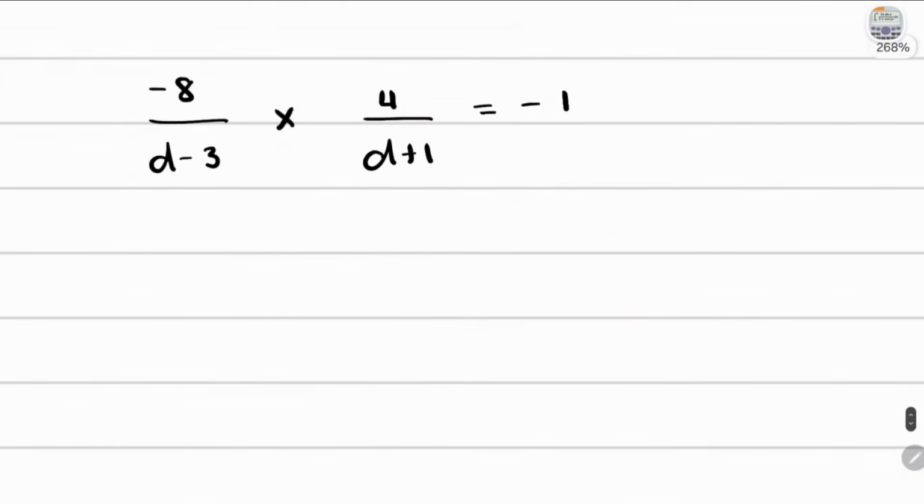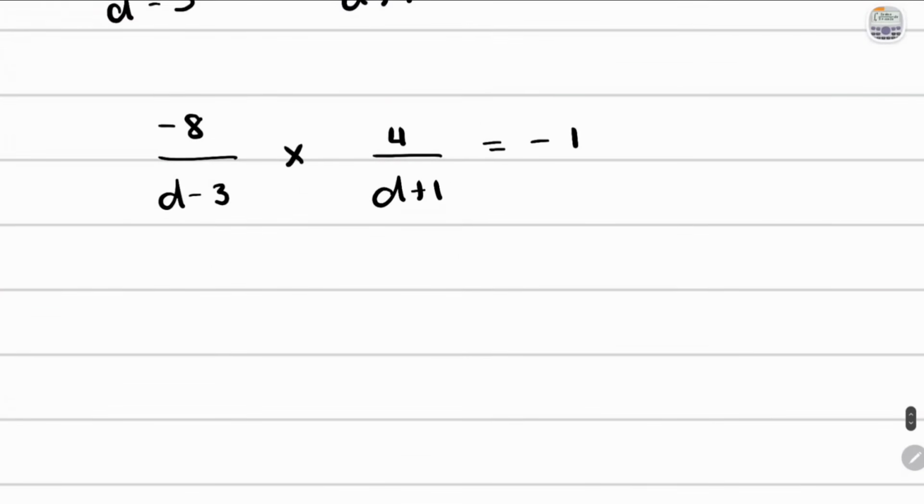So we are multiplying fractions. When multiplying fractions, you can simply just multiply the numerators, which would give you -8 times 4, that is -32. And then over, now multiply the denominators. Now the denominators are binomials.